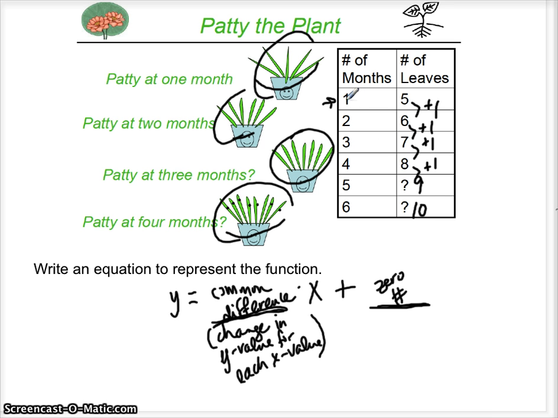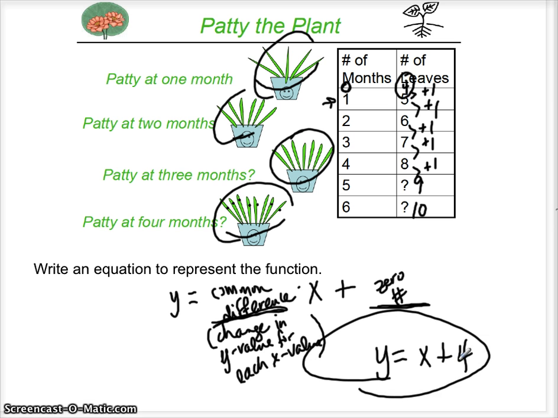So not after 1 month, but where did you start at 0 months? Well, if this kept the same pattern, that would have been 4, because 4 plus 1 is 5. All right, so when you do this, you have y equals, your common difference here is 1, because you add 1 each time, so 1x, plus the 0 number happened to be 4. So y equals x plus 4. Or again, you could write that f of x equals x plus 4.